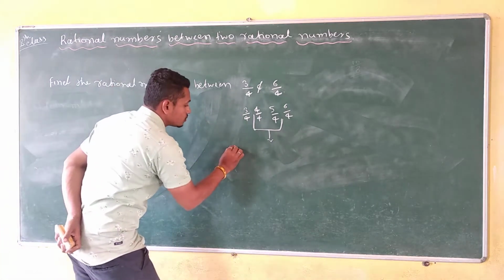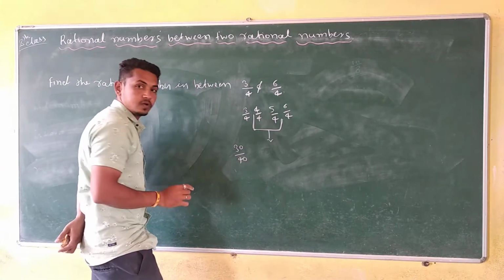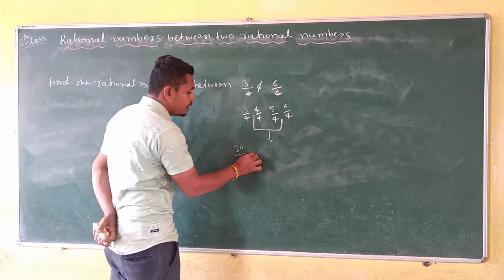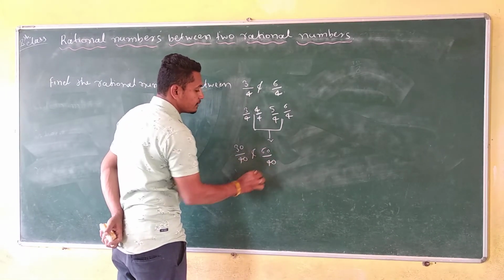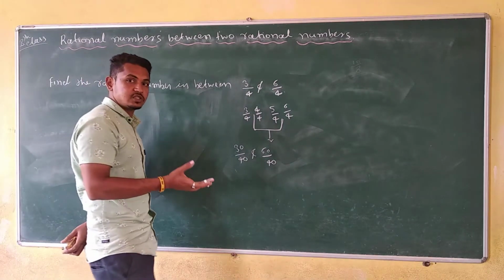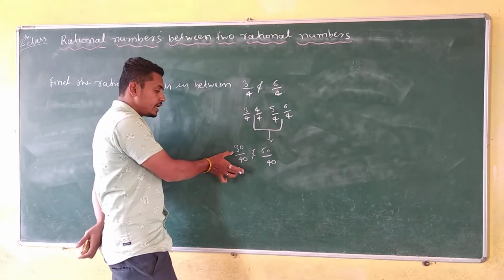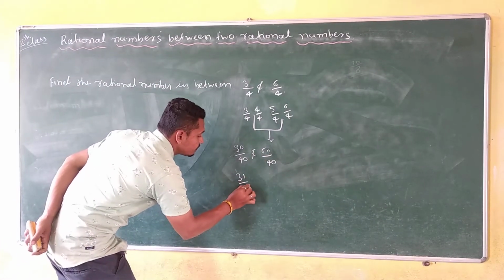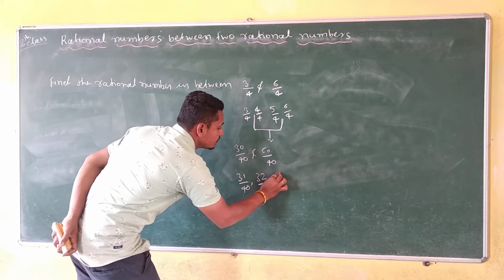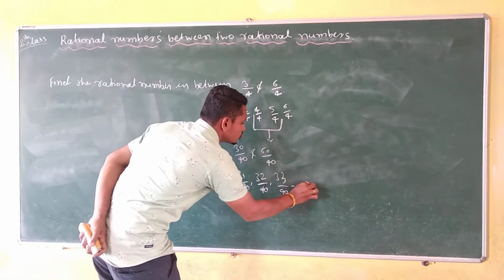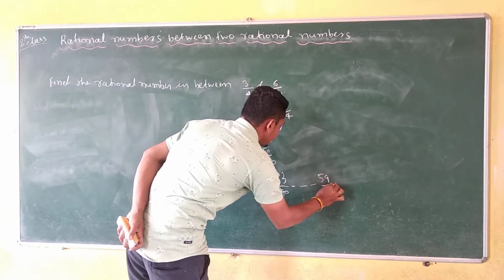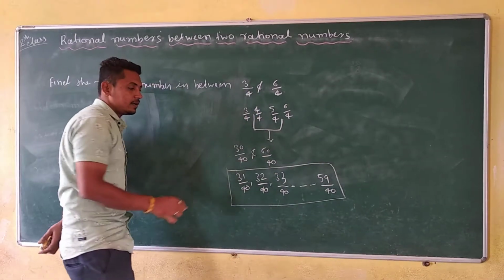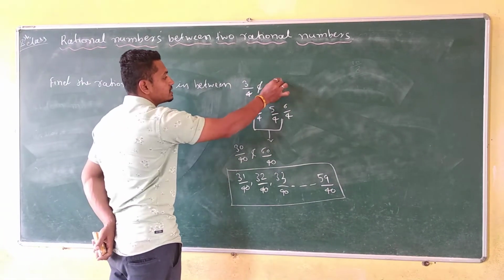See here. 3 divided by 4 can be written in the form of 30 divided by 40, and 6 divided by 4 as 60 divided by 40. Now we have to find the rational numbers in between 30 divided by 40 and 60 divided by 40. Now we can write 31 divided by 40, 32 divided by 40, 33 divided by 40, so on till 59 divided by 40. These are all rational numbers in between 3 divided by 4 and 6 divided by 4.